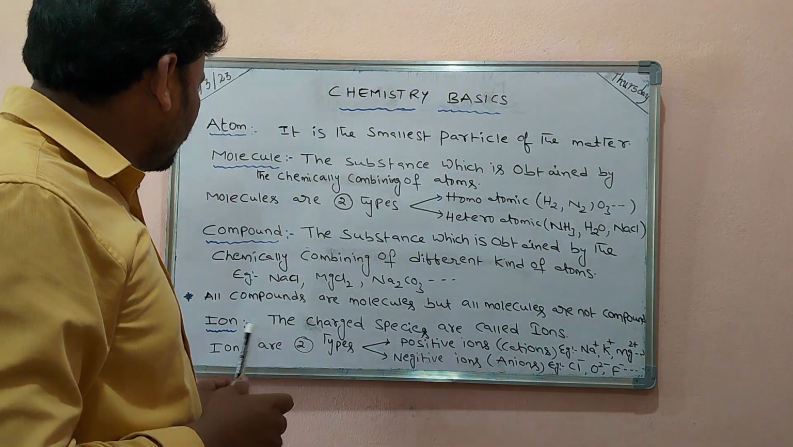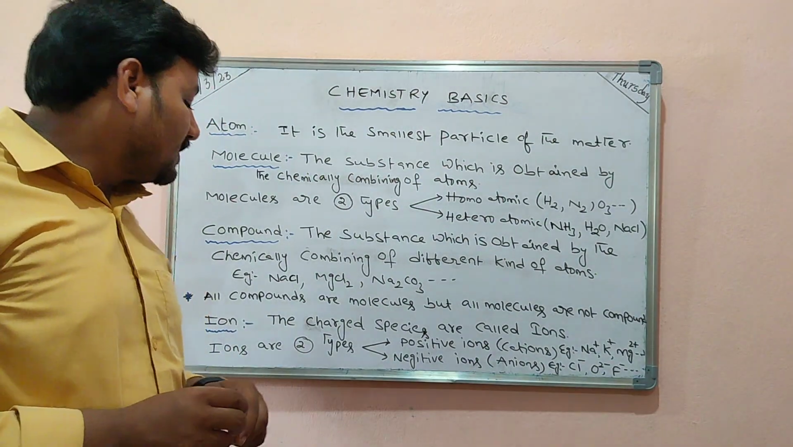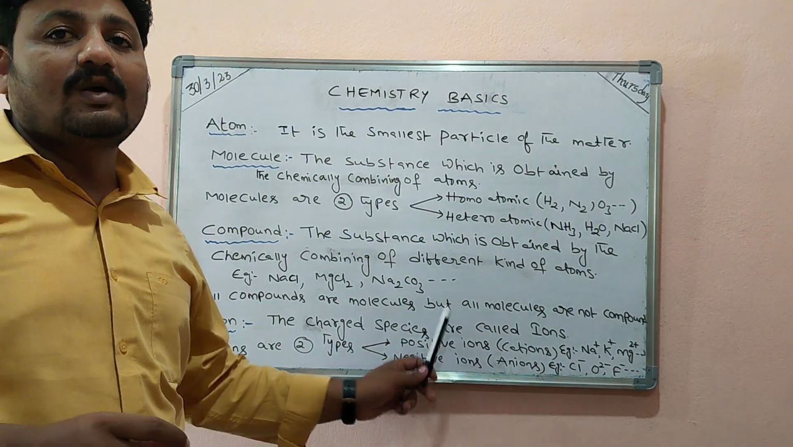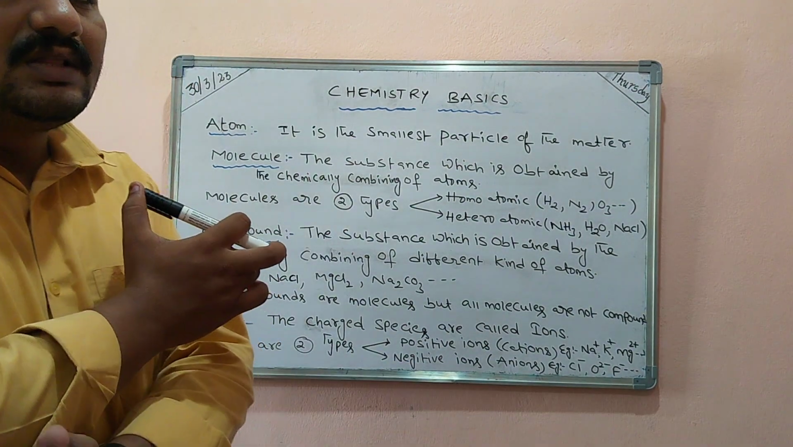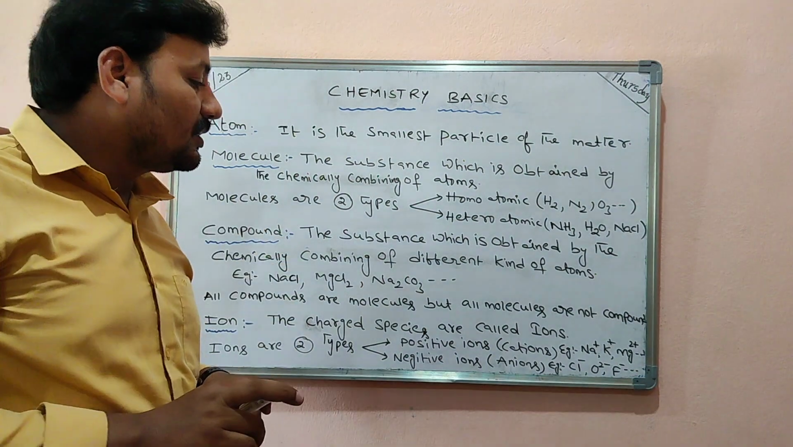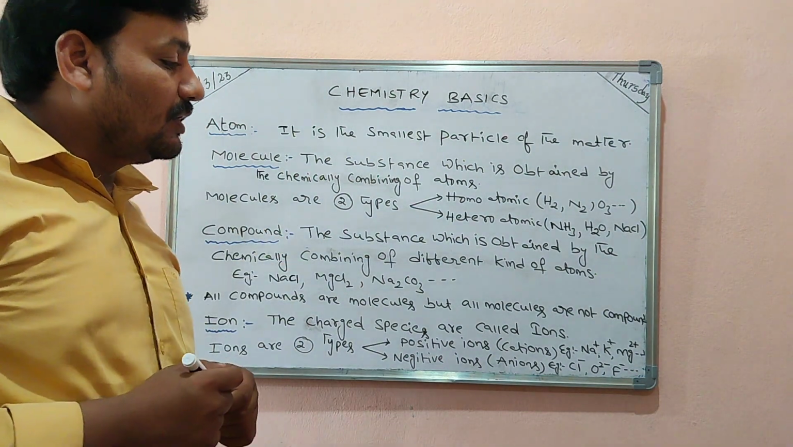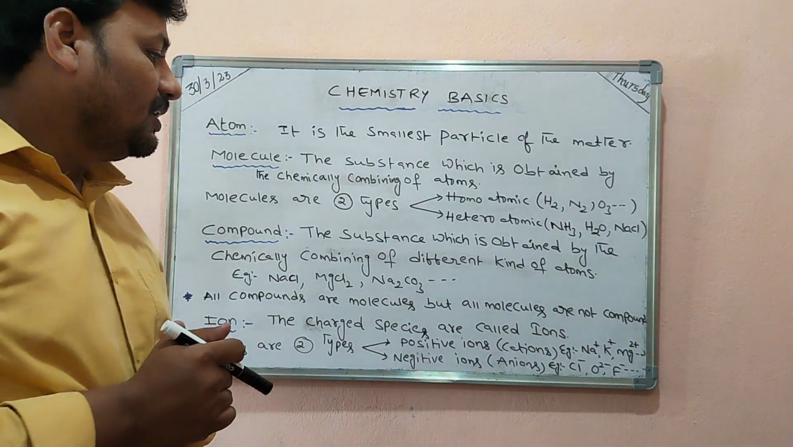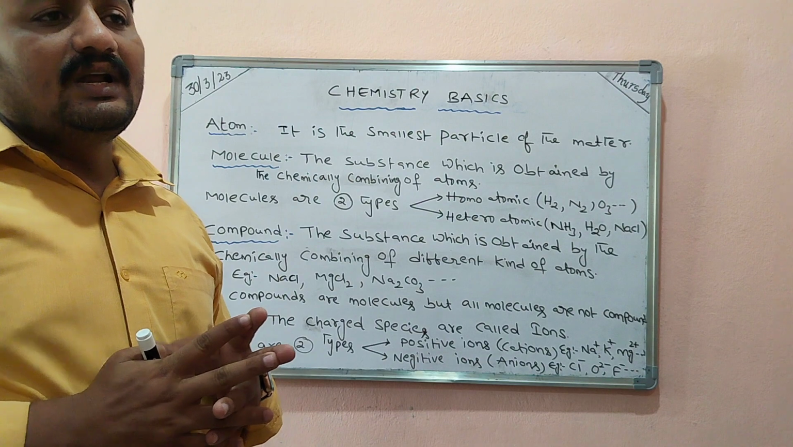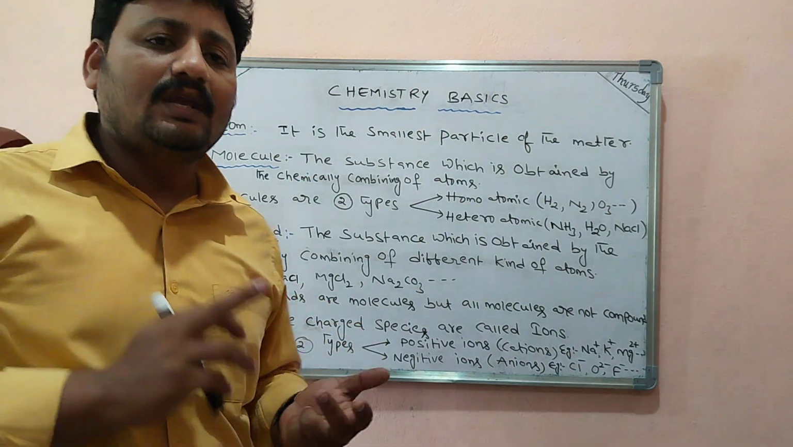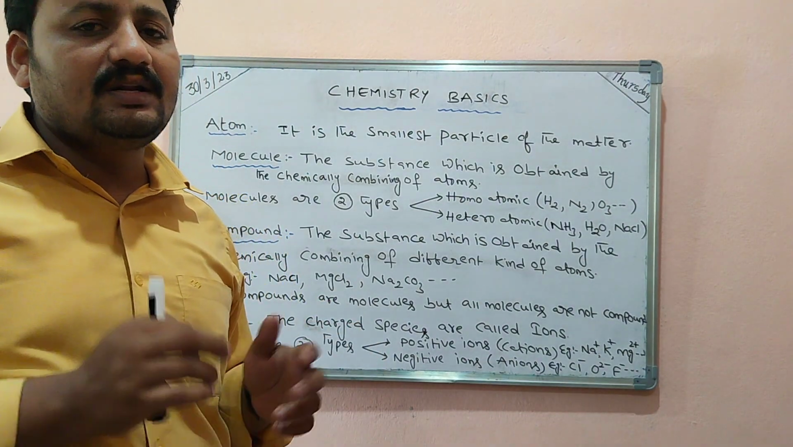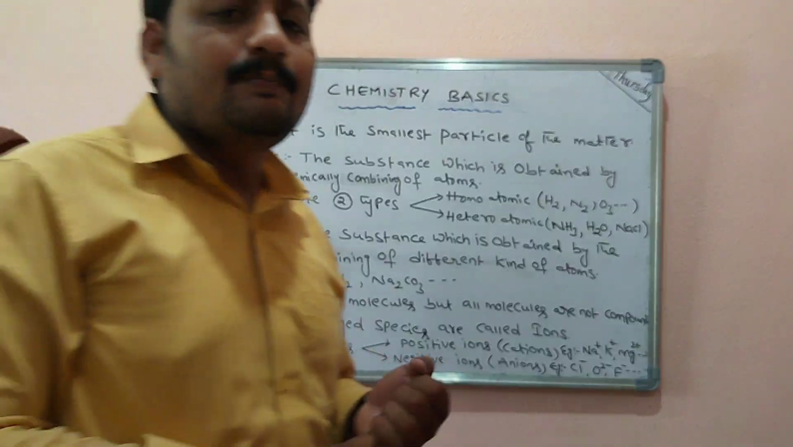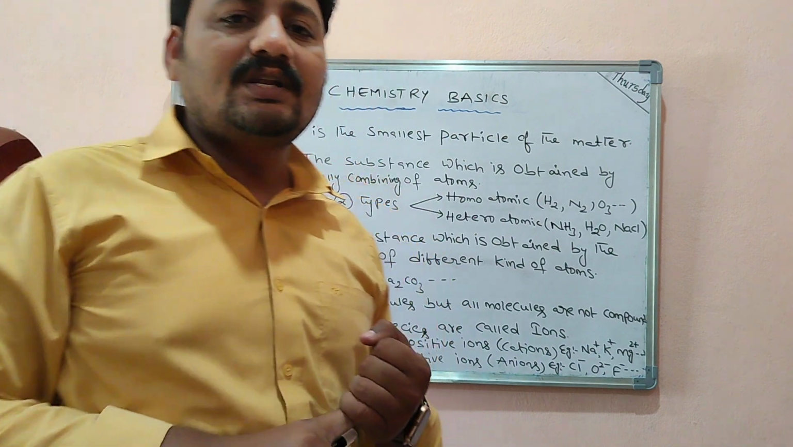Next, coming to the ion. What is the meaning of ion? The charged species are called ions. How do ions get charges? If an atom loses or gains electrons, it carries either a positive charge or a negative charge.